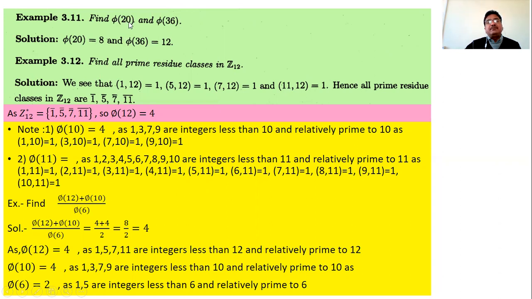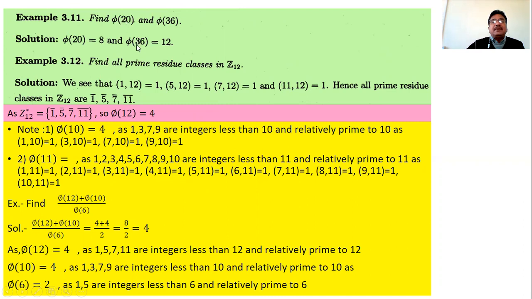10 is not relatively prime to 20. 11 is relatively prime to 20. Then 12 is not. 13 is relatively prime to 20. 14 is not. 15 is not. 16 is not. 17 is relatively prime to 20. 18 is not. 19 is relatively prime to 20. And then these relatively prime numbers are 8 in number. So 8 numbers are relatively prime to 20 and less than 20.